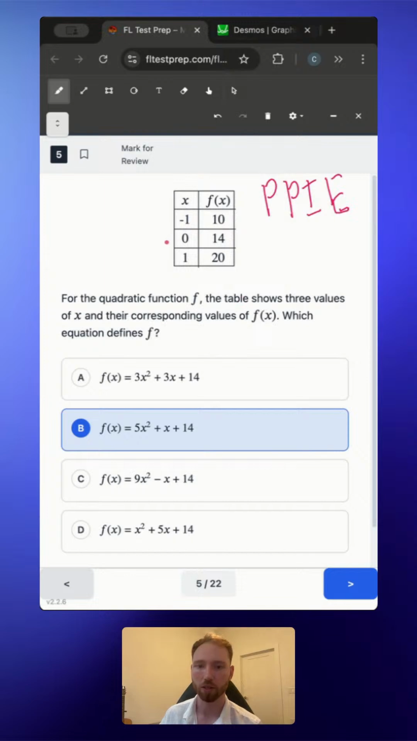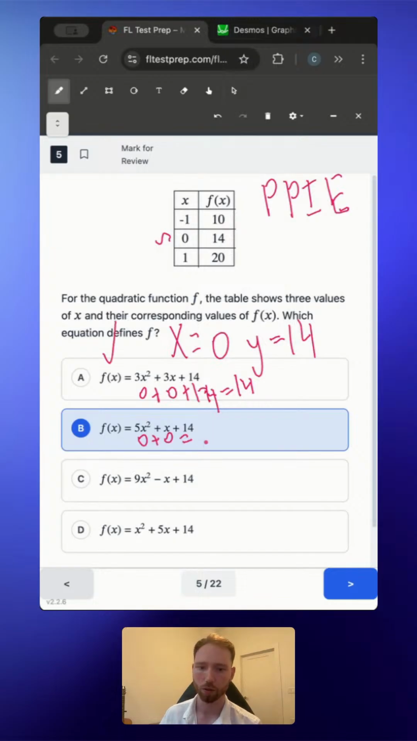So if I do this, I'm going to start with the easiest number, 0. Because I know when x equals 0, y should equal 14. So doing that, I see 0 plus 0 plus 14. A is going to equal 14. All right, so A checks out. This one's 0 plus 0 equals 14. All right, B checks out. Looks like C checks out, and looks like D checks out. So that did not help me here.